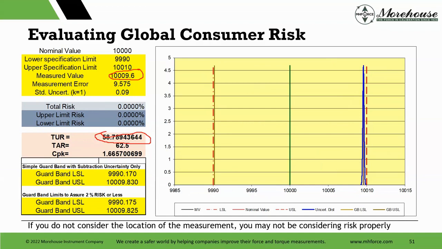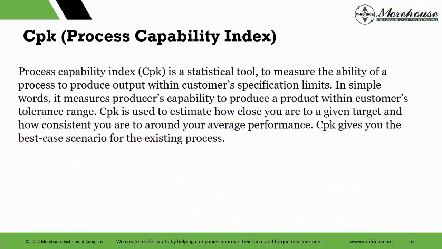That's basically it. This is telling me at the bottom I could go up to 10,009.825 and still make a conformity assessment. So I talked about CPK, running a little late, but we're wrapping up here. CPK is a statistical tool to measure the ability of a process within a customer's specification limits. It's been used in industry for decades. In simple words, it measures a producer's capability to produce a product within the customer's tolerance range.